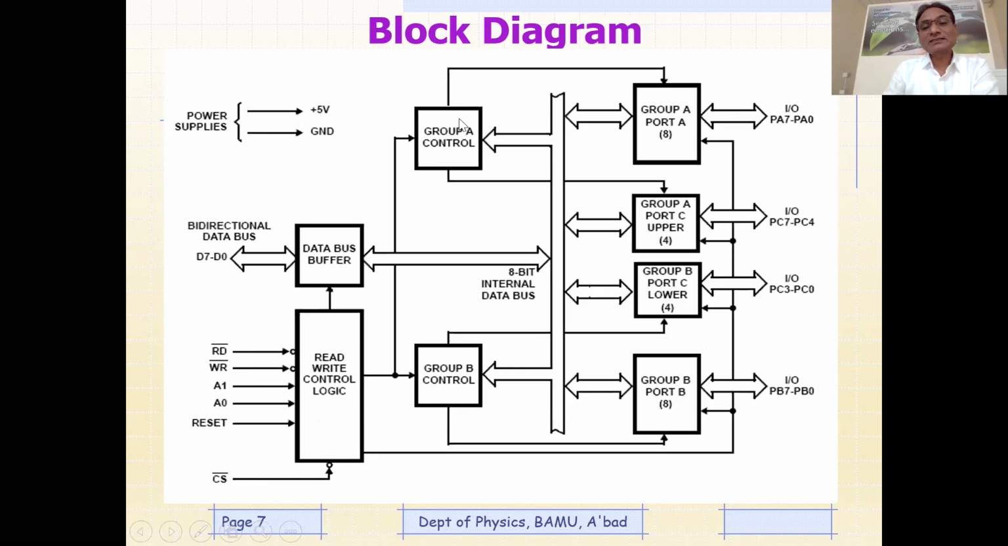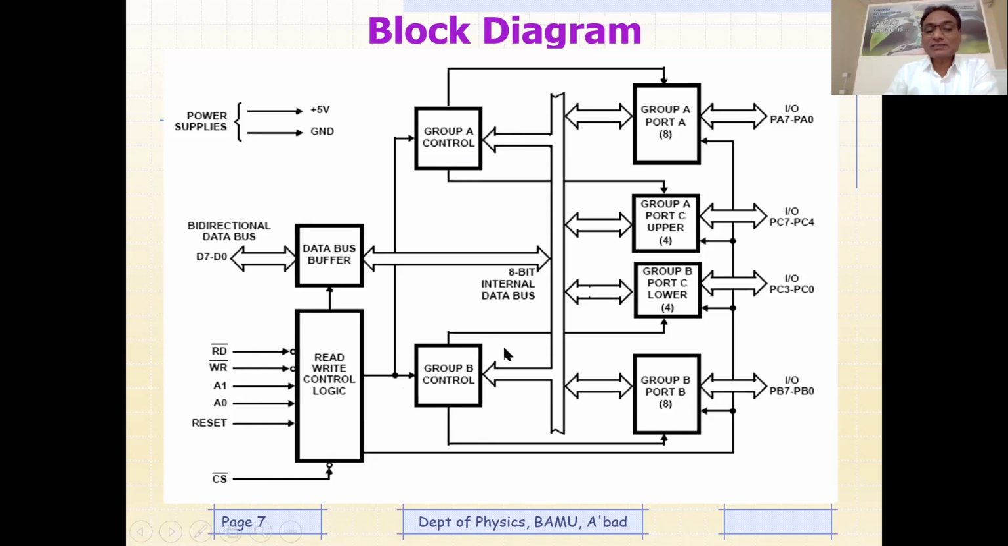Next, this is group A control and this is group B control. What does each consist of? Group A consists of port A and the upper part of port C. It is going to control the transfer of data for port A and the upper part of port C. So this block takes care of transfer of data between the microprocessor and the I/O device, and vice versa, for these two ports.